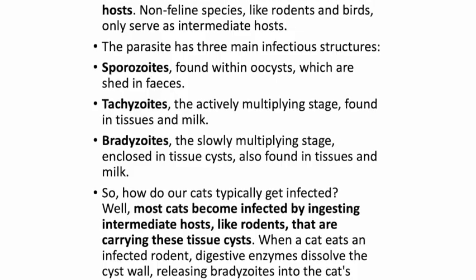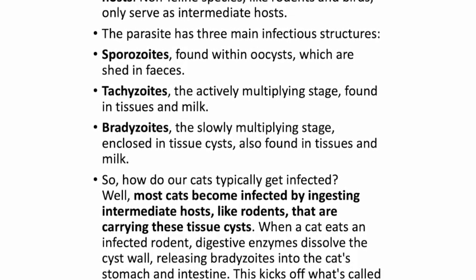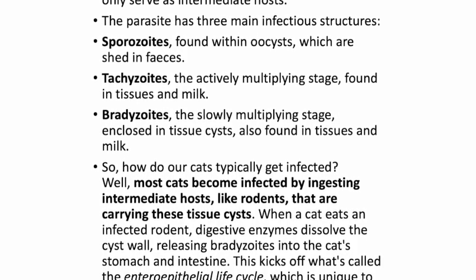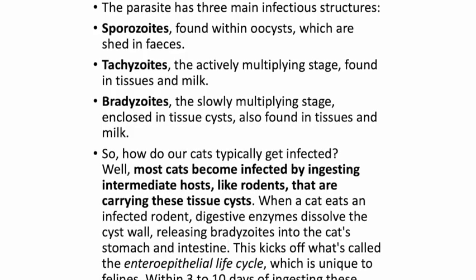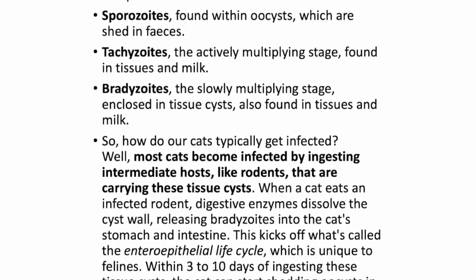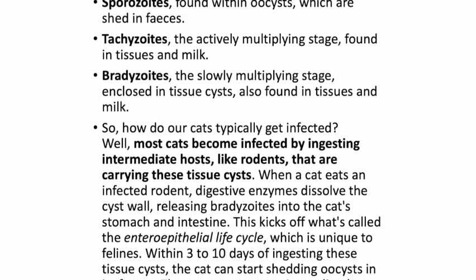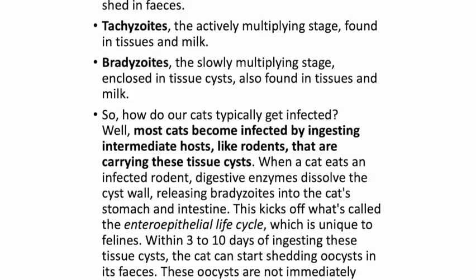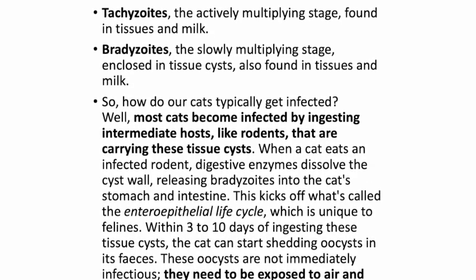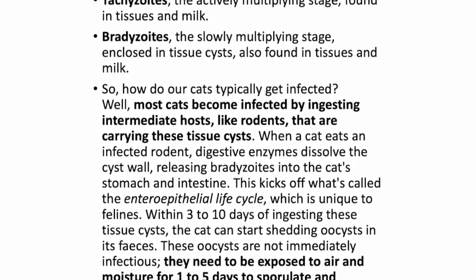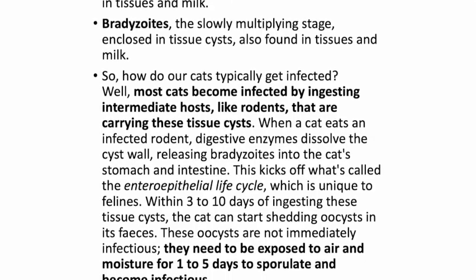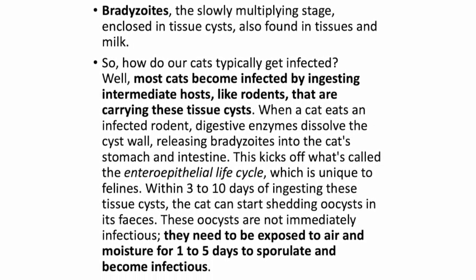The parasite has three main infectious structures: sporozoites, found within oocysts, which are shed in feces; tachyzoites, the actively multiplying stage, found in tissues and milk; bradyzoites, the slowly multiplying stage, enclosed in tissue cysts, also found in tissues and milk. So, how do our cats typically get infected?